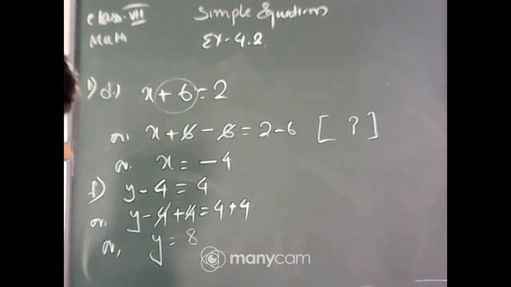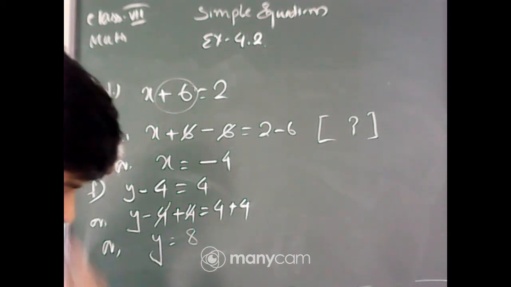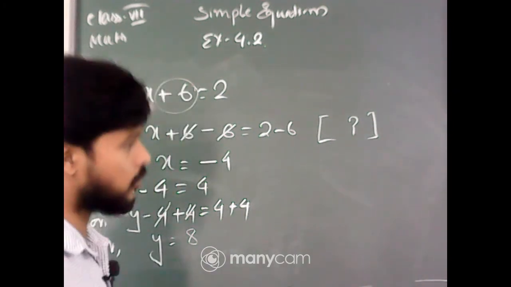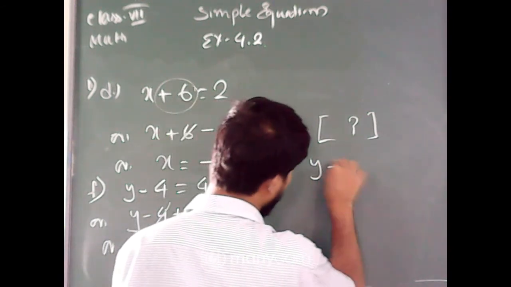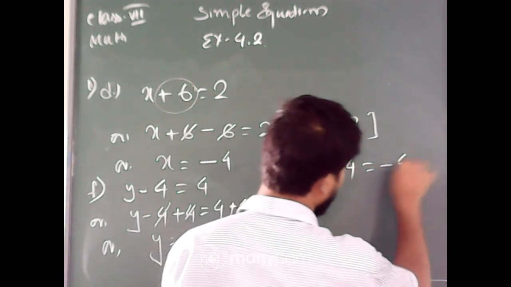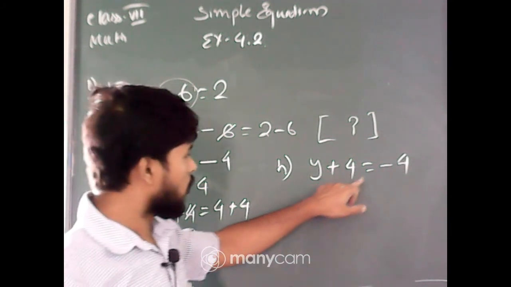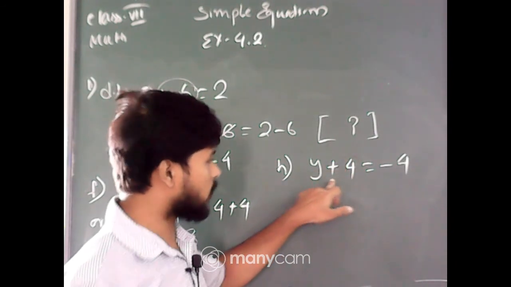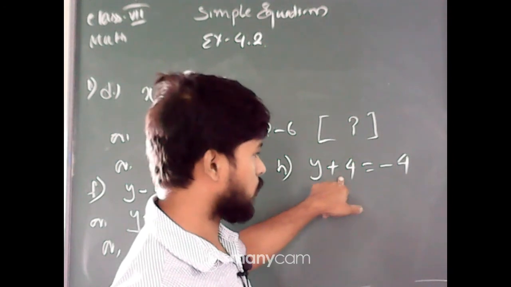Okay. Now I hope you understood. Now let's solve question number H. Y plus 4 is equal to minus 4. Now look here. This plus 4 is on the left hand side. So we have to remove this plus 4 from the left hand side.